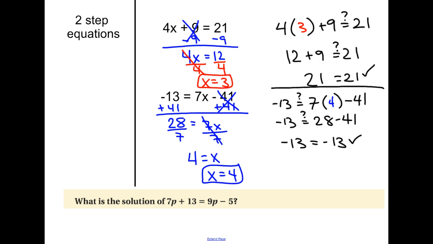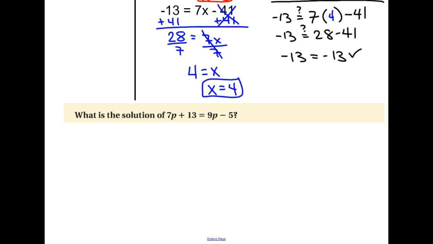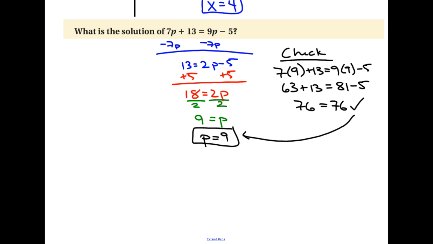All right, I'm going to have you guys try this last one on that page by yourself. I'm going to pause it real quick. Hope I didn't throw you for too much of a loop when I had a variable on both sides, but here's the answer I got. Check your work. If you made any mistakes, correct it.